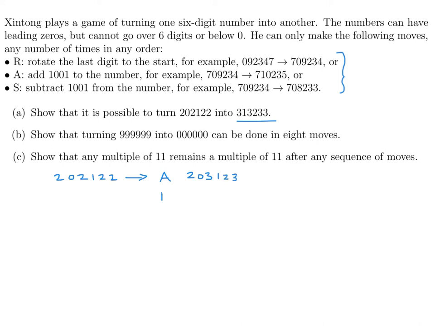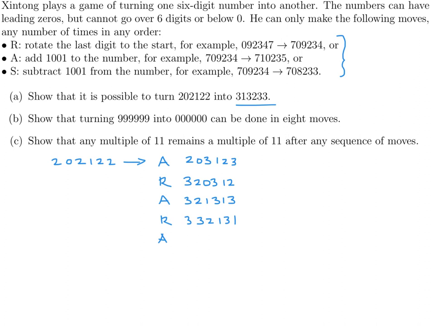Then I will use R, which is a rotation. So the 3 comes out front: 3, 2, 0, 3, 1, 2. Then I will use A again, and that would make this number 3, 2, 1, 3, 1, 3. Then rotation, bring the 3 out front: 3, 2, 1, 3, 1. Okay. Then A again, and this time it is adding, so 3, 3, 3, 1, 3, 2.